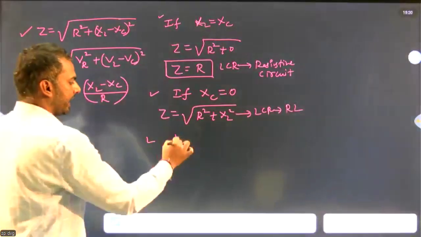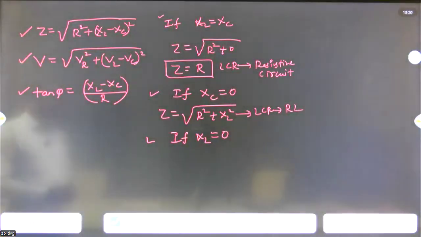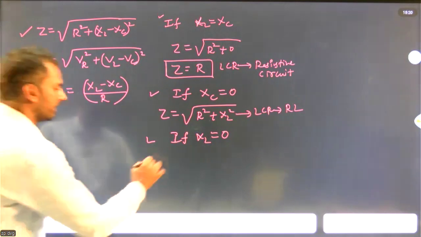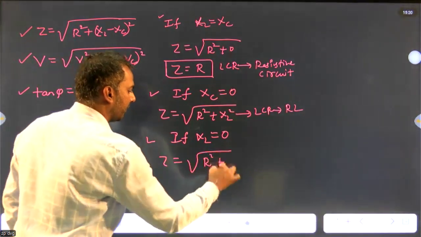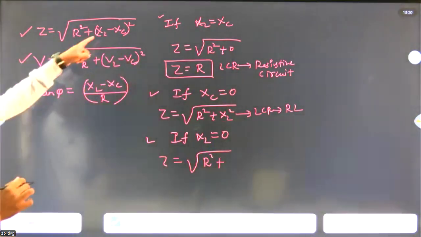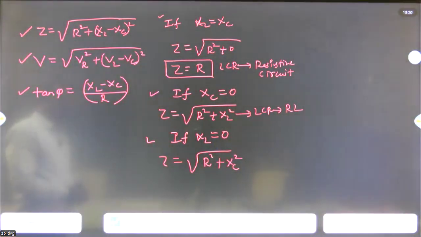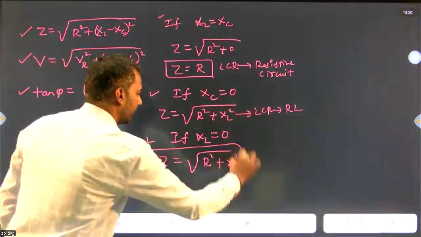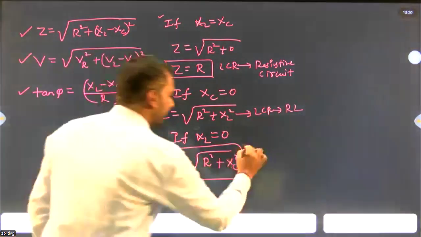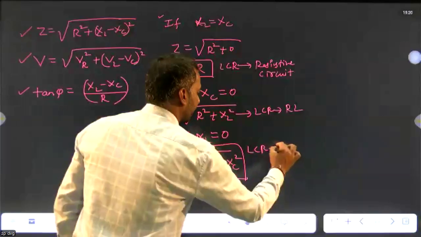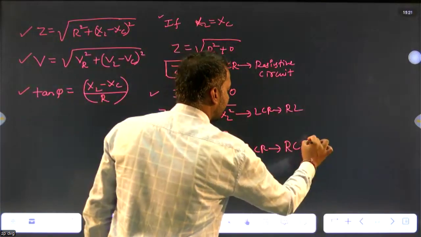If XL is equal to 0, then Z is equal to square root of R square plus XC square. Impedance Z is equal to root of R square plus XC square. In this case, the series LCR circuit becomes an RC circuit.